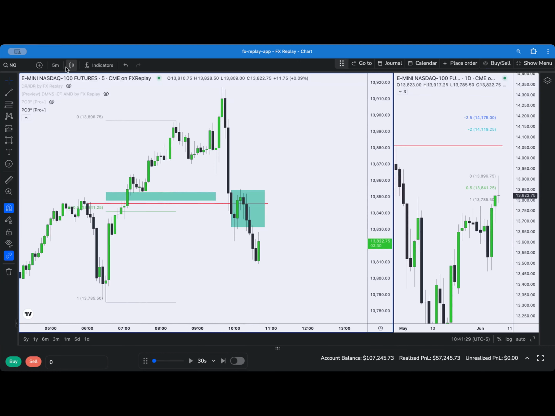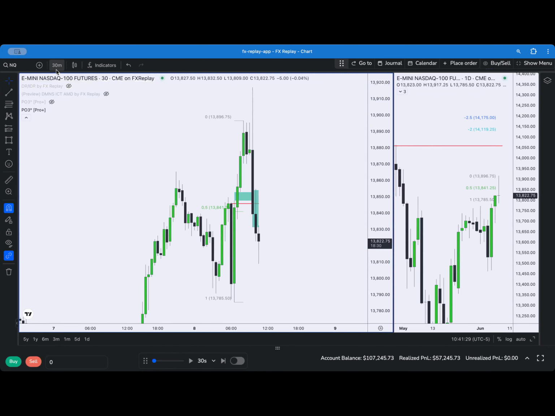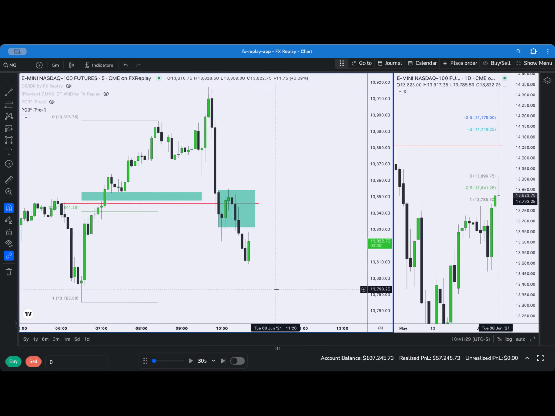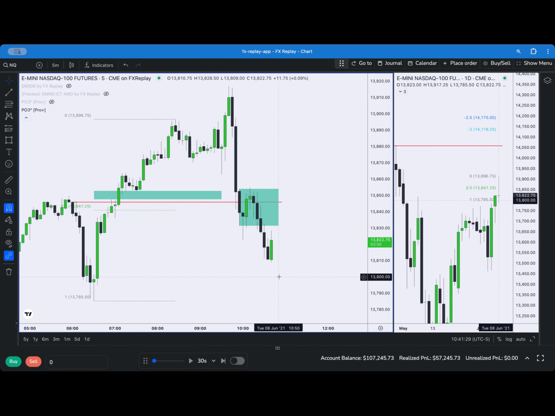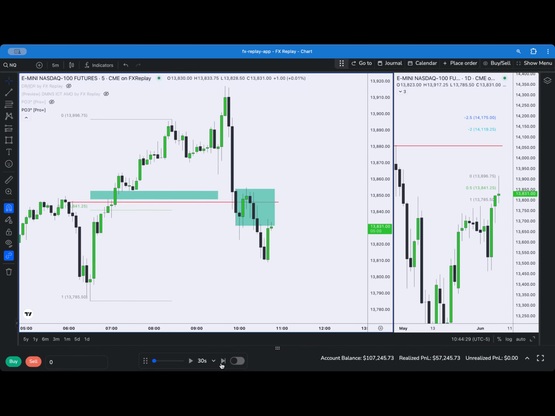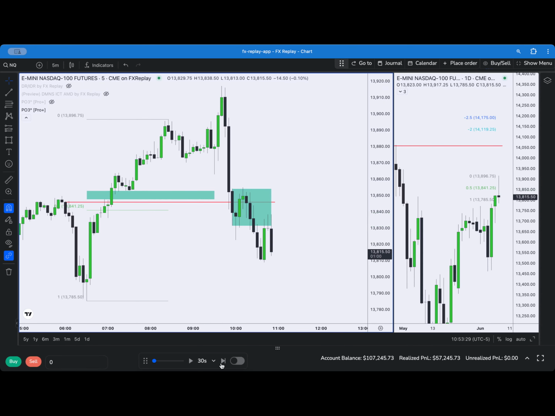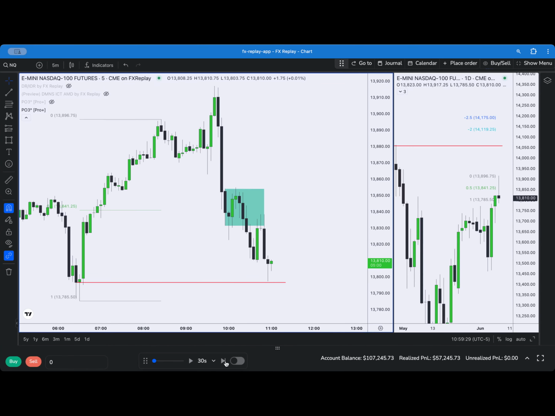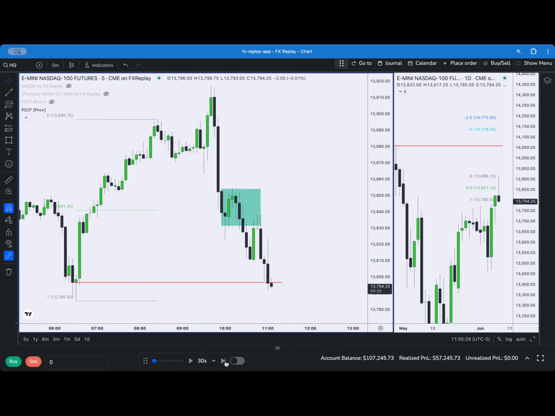So now I'm framing. Oof, this is ugly. I don't like this. Okay, I'm going to let this play out. What time is it? It's 10:40, so 20 minutes. And then kind of my last point of defense would be this one here. That would be my last point of defense.